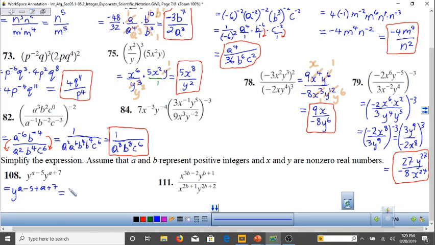A plus a is 2a. And negative 5 plus 7 is positive 2. And that's that. It's pretty easy. Now try number 111 on your own. And then you can check the video afterwards.